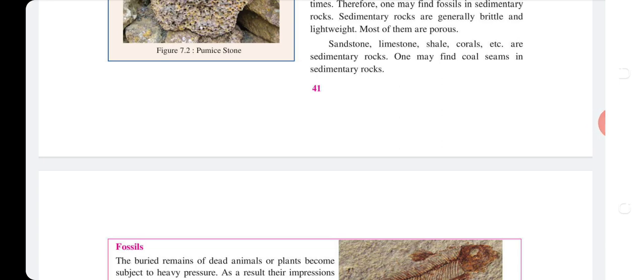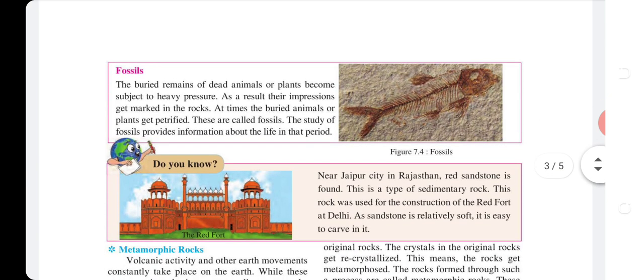Sandstone, limestone, shale, corals, etc. are sedimentary rocks. One may find coal seams in sedimentary rocks. Fossil. The buried remains of dead animals or plants become subject to heavy pressure. As a result, their impression gets marked on the rock. At times, the buried animal or plant gets petrified. These are called fossils. The study of fossils provides information about the life of that period.